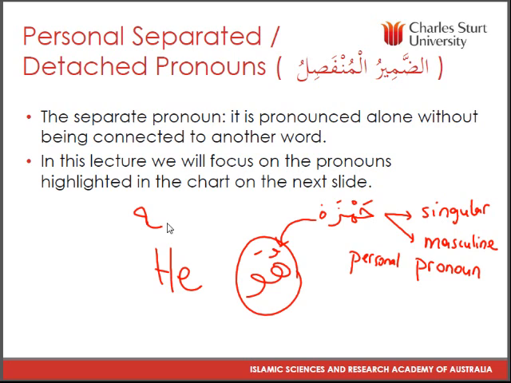Later on, we will learn that there is a hu, which means he again. But this one is not separate. It is not detached. It is attached. So, for example, ismuhu. This hu is also Hamza. His name is that. But this is written together, connected. It is not separate, not detached. It is attached. But today we are not talking about this one. We are talking about the pronouns that have to be written separately.